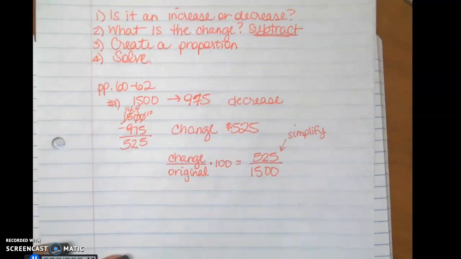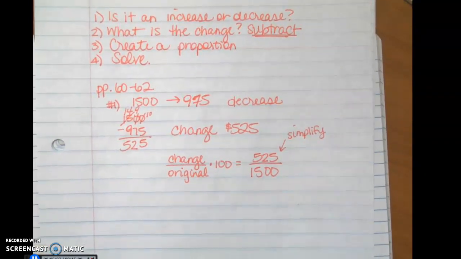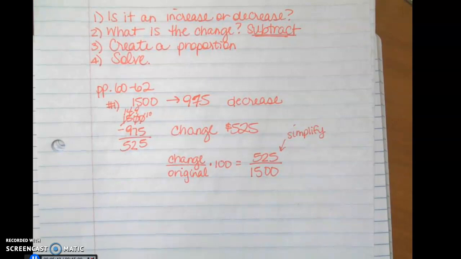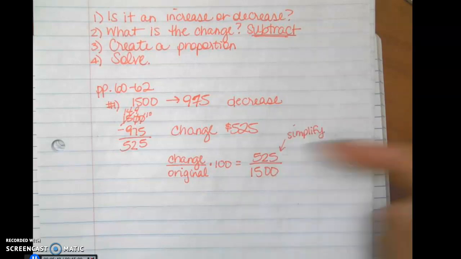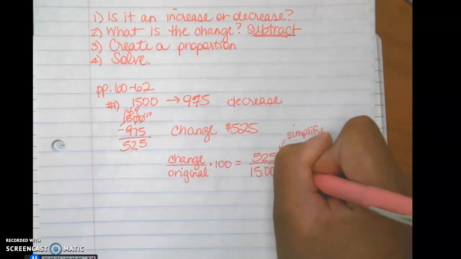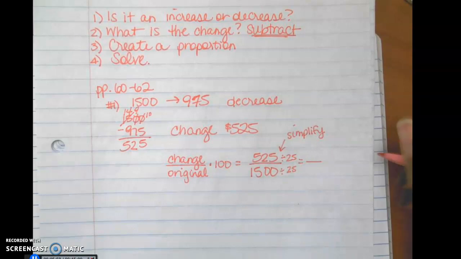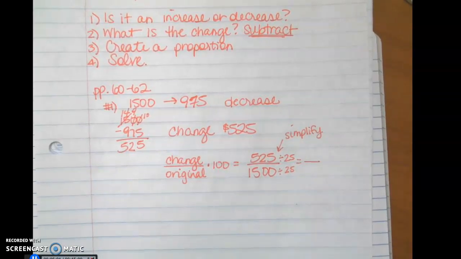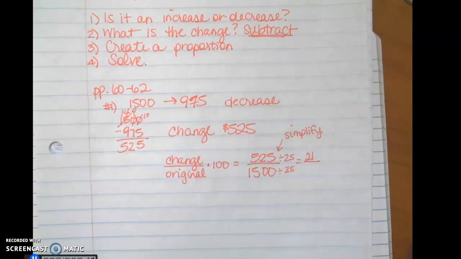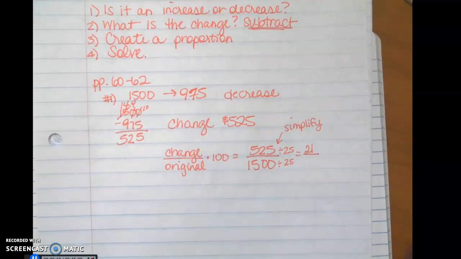What can I simplify by? Bigger than 5. 100. This doesn't end in 2 zeros, guys. Think about your divisibility rules, which you should have learned in 6th grade. 25. And it's not always what it ends by either, or what it ends in. So, quarters. How many quarters are in $5.25? 21 quarters. How many quarters are in $15? 60. 21/60. Can I simplify more?